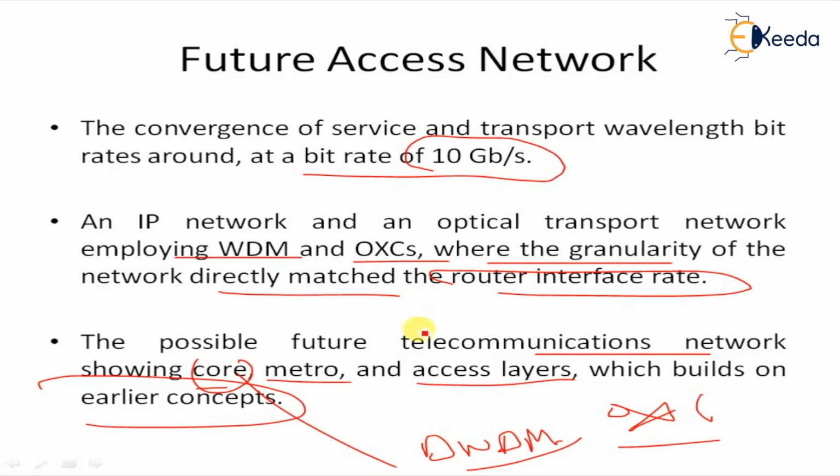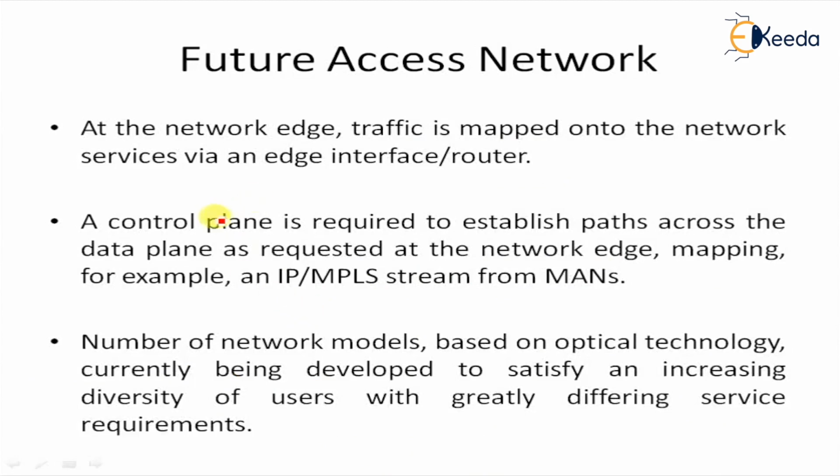For example, consider IP or MPLS, which means multi-protocol label switching router, and SDH/SONET, DXC meaning a digital cross connect, or an optical bus, optical packet network, or in the case of Ethernet also. Next, at the network edge, traffic is mapped onto the network service via an edge interface or a router. This can be performed using UNI, meaning user network interface, or NNI.